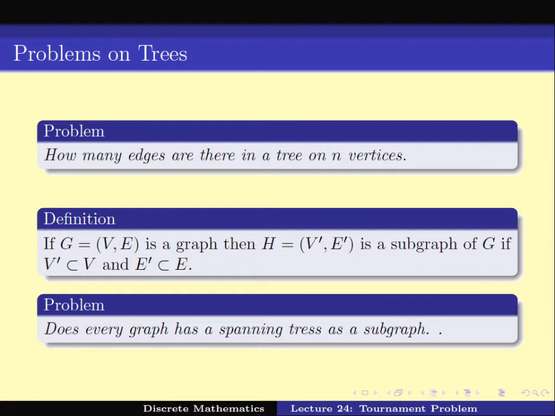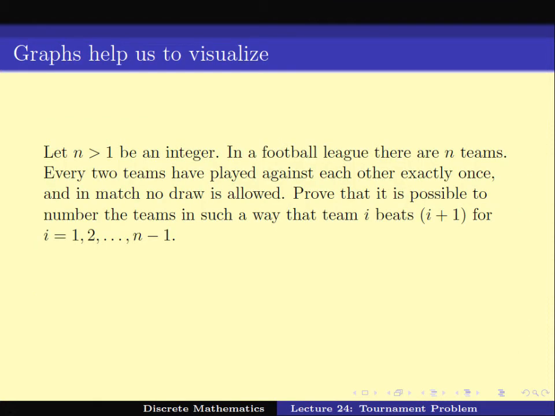Okay. So this is a quick introduction to graph theory. And now using this set of graphs that we have learned, or various graph theory that we have seen, can we at least formalize the statement of this problem? So here again, there are n teams. Any two teams play with each other. One of them wins, the other one loses. Prove that it is possible to number the teams in such a way that team i defeats team i plus 1.